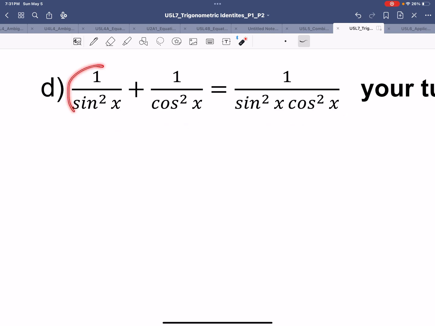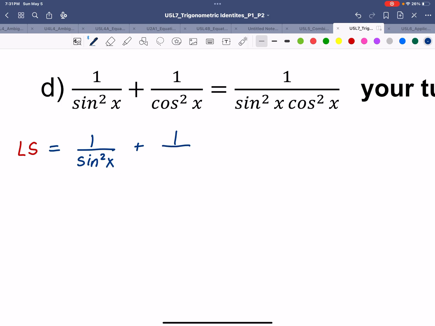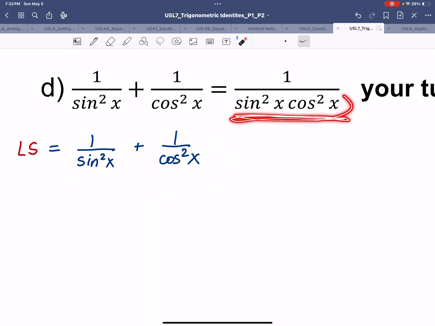You see that on the left side, we have one fraction and then another fraction, so two of them. The right side has only one fraction. Because I have two bigger terms in here, this time I decided to go for the left side first. So the left side is equal to 1 over sine squared plus 1 over cosine squared. And at the end of the simplification process, I am hoping to get this denominator here together and have only one fraction. This is how I can interpret what I want to get.